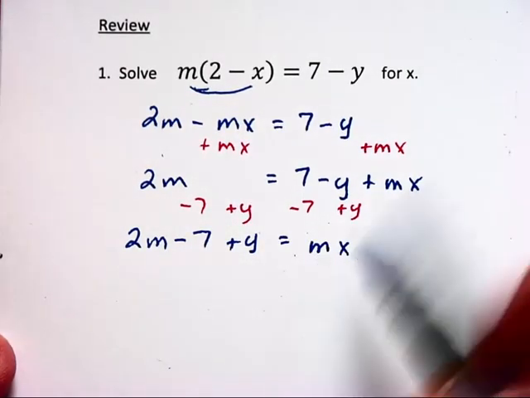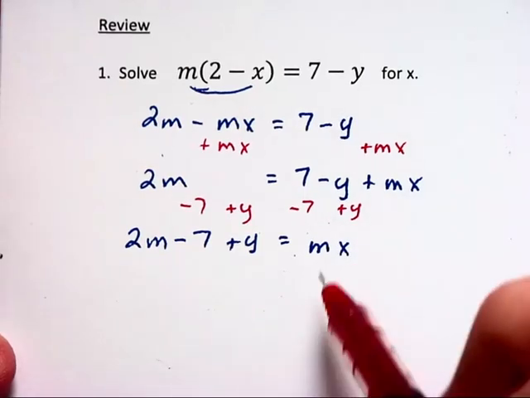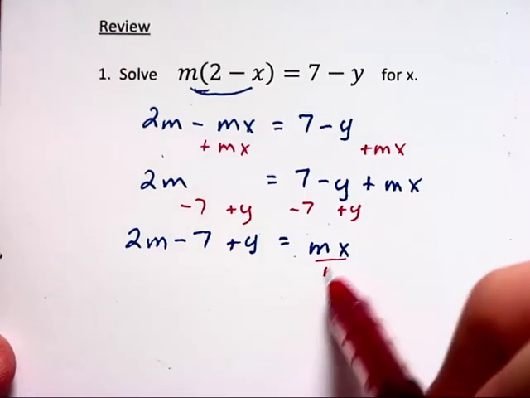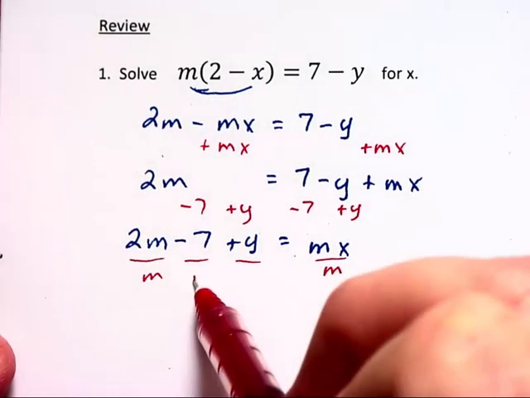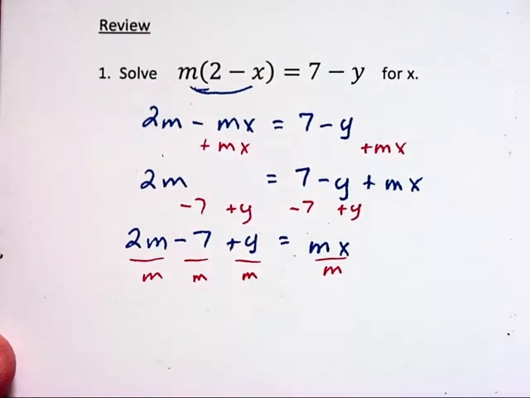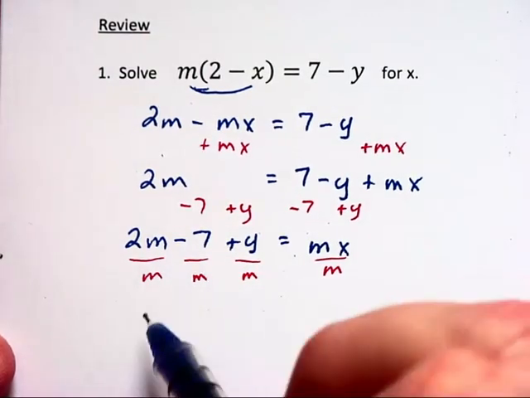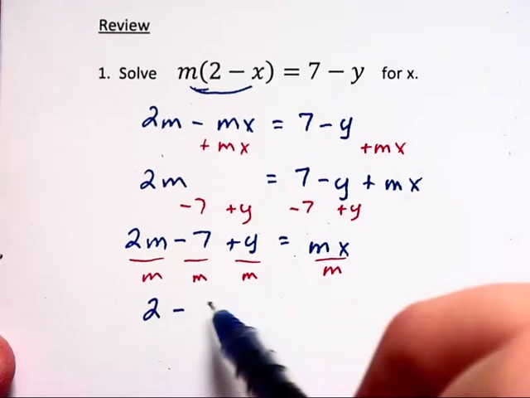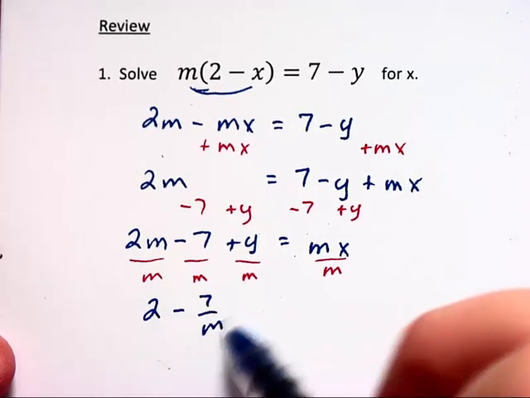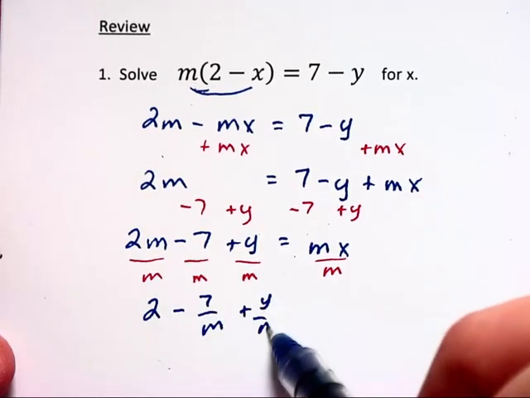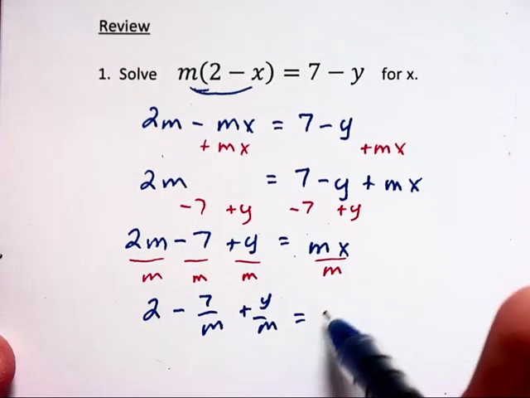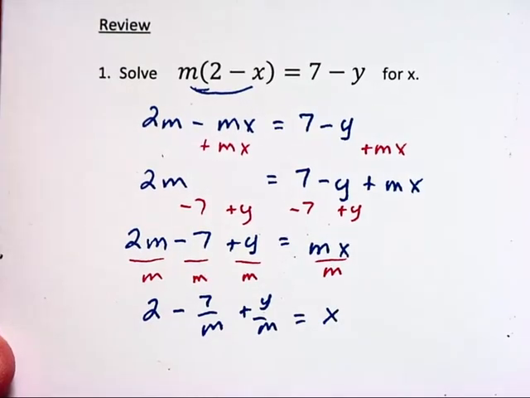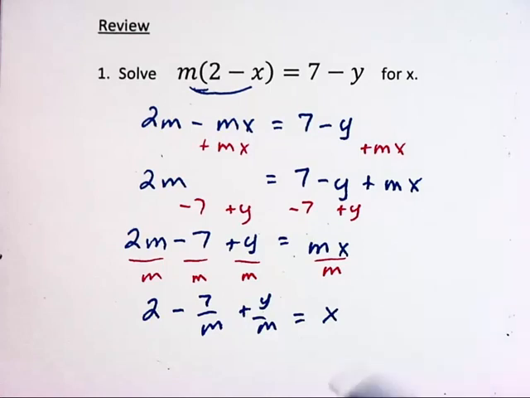That's m times x, and we want the m by itself, so we're going to divide each side by m. There we go. Let's divide each part by m separately. That way we can cancel out in this first fraction, and we can have 2 minus 7 over m plus y over m. I guess I'm not going to move that minus 7 to the right, is equal to x.